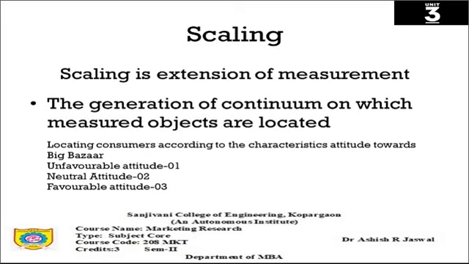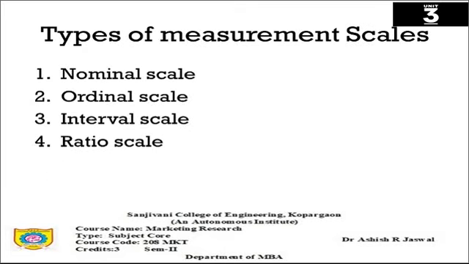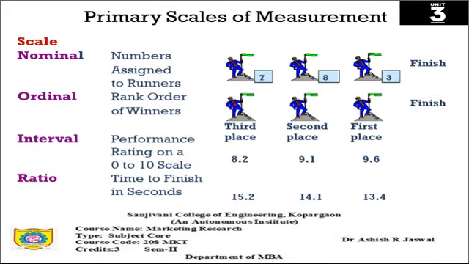Moving forward, let us try to understand what are the types of measurement scales. There are four types of measurement scales: nominal scale, ordinal scale, interval scale, and ratio scale. Let us try to understand the basic differentiation between all the types of scales. Nominal is nothing but numbers assigned to runners.